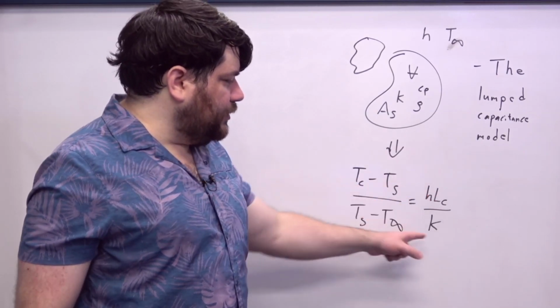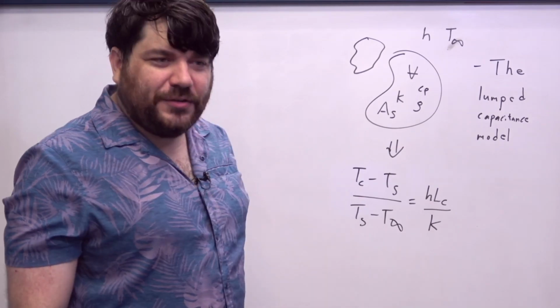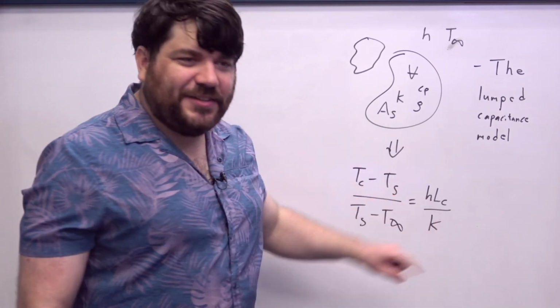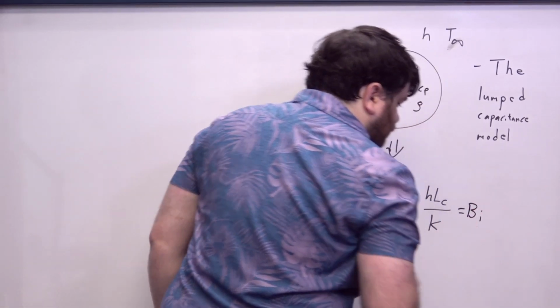And this little dimensionless grouping, and by the way, notice it's dimensionless, right? Because it's a ratio of temperature differences. So this doesn't have units and this doesn't have units either. This thing is commonly referred to as a Biot number.